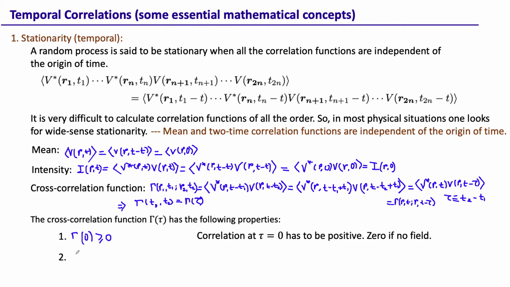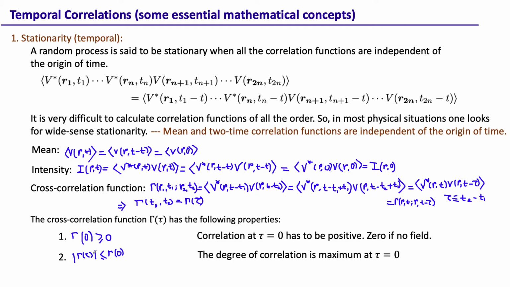The second property is that gamma at some finite tau, the mod of that, has to be less than gamma of 0. That means the degree of correlation should be maximum at tau equal to 0, and as tau increases, this quantity has to be less than what it is at no delay. Of course, this can decrease and increase, but all it says is that this cannot become more than the value at tau equal to 0.